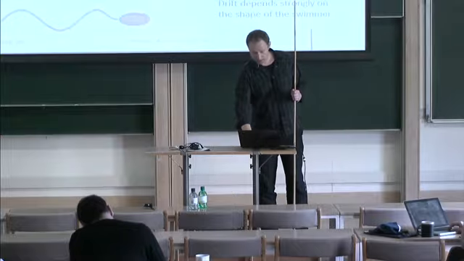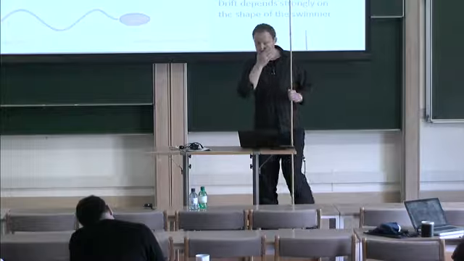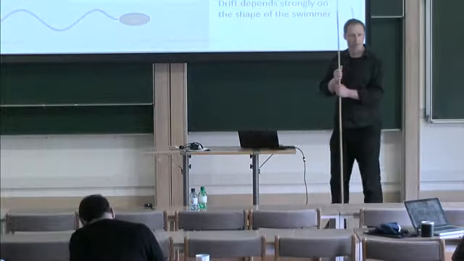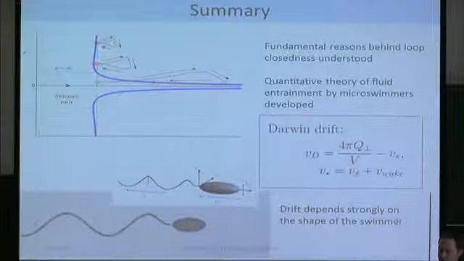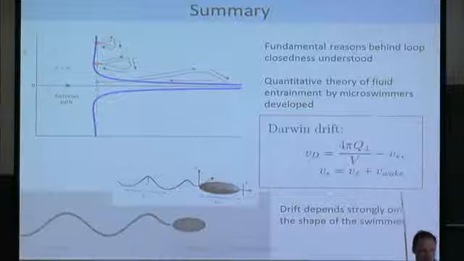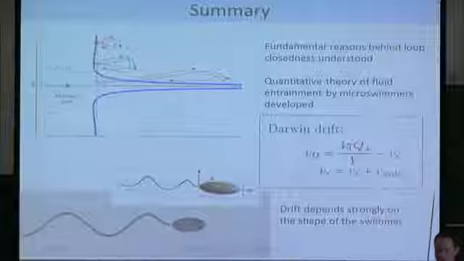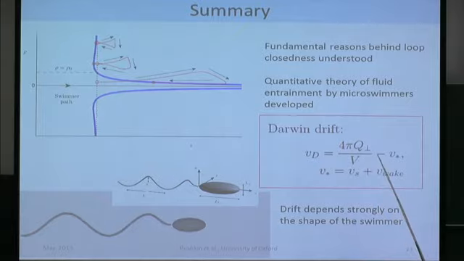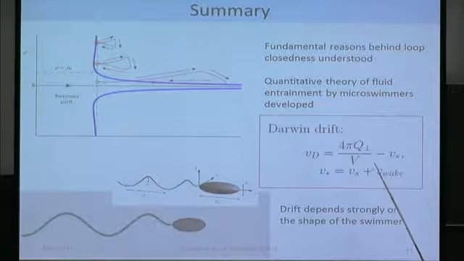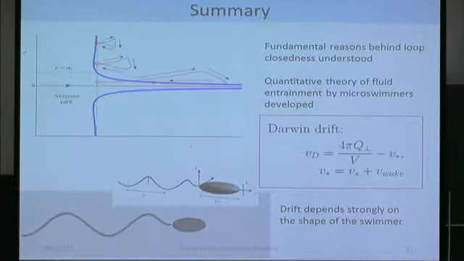And that's in fact where I'm about to finish. So in this picture, in the picture of entrainment, we think that we've gained good understanding of really what's happening. We understand the fundamental reason behind the loop closedness, and have come up with a way to analyze the drift that swimmers induce on the fluid. So, well, thank you very much.